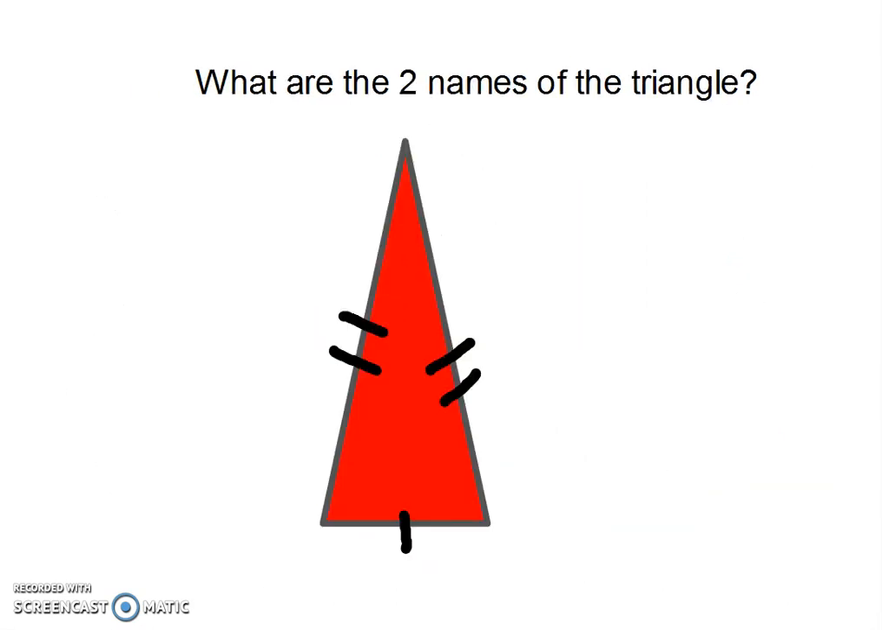So, I get my first name from my angle. I get my second name from how many of my sides are the same. So we're going to go through and do the 7 different kinds of triangles. So right here, the biggest angle is acute. There are no right or obtuse angles. 2 of the sides are the same, so that would be acute isosceles. So this is an acute isosceles triangle.